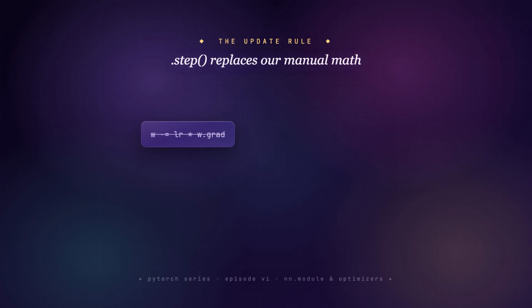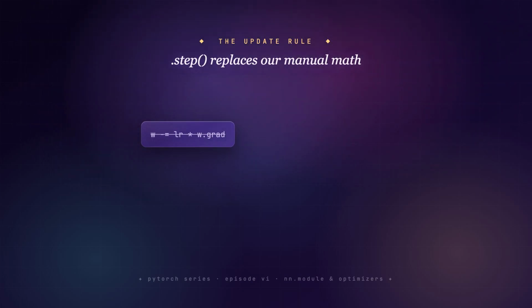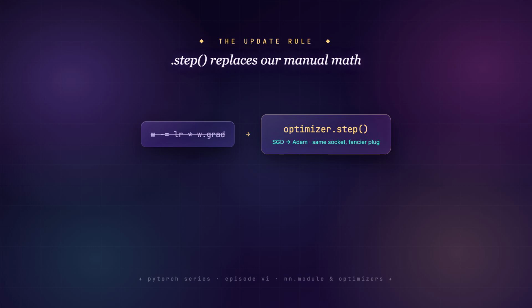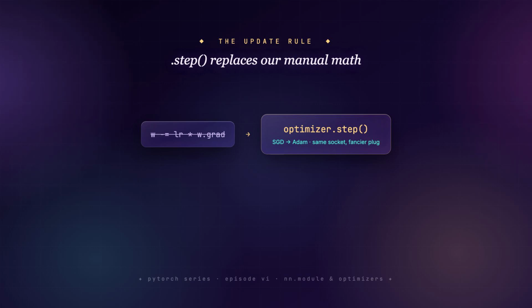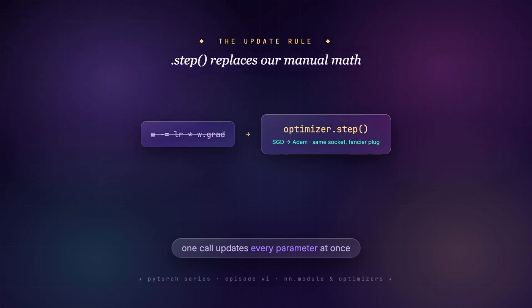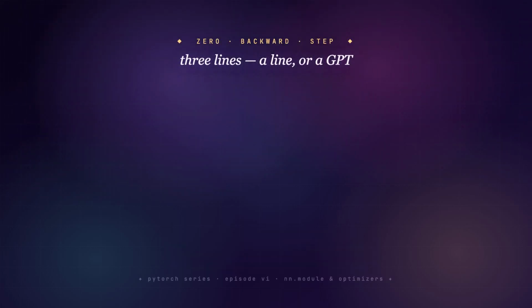Then the optimizer. This is the piece that owns the update rule and the learning rate. We hand it model.parameters and a learning rate, and from then on it knows how to nudge every weight. Last episode we wrote w -= lr * w.grad ourselves. Now optimizer.step does that for every parameter at once. SGD is the plain version. Later you'll meet Adam, which is smarter about the step size. Same socket, fancier plug.